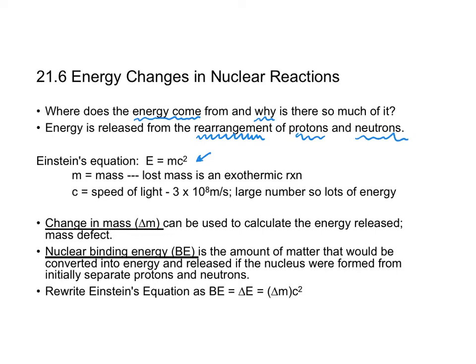So when people talk about nuclear reactions, they often talk about something called a mass defect, and that just means a delta M. It is used to calculate the energy that is released. Another term they use is binding energy. You'll see that on the last slide in this little video, and it's how much matter would be converted into energy and released if the nucleus were formed from initially separate protons and neutrons. Again, information only.